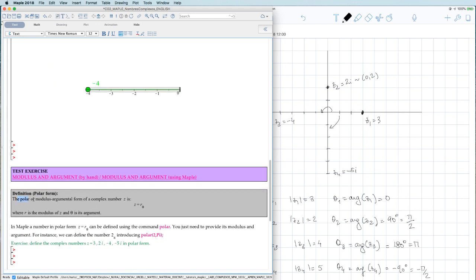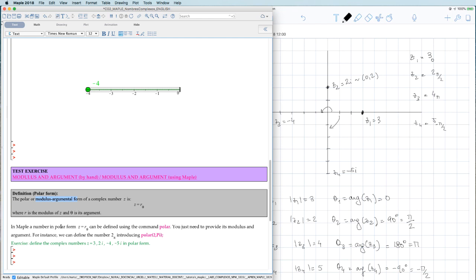The polar form or modulus-argument form is r subscript theta. So instead we are going to write the modulus and subscript the angle. So for instance, in this case, Z1 would be 3, 0, Z2 would be 2, pi over 2, Z3 would be 4, pi, and Z4 would be 5, minus pi over 2. This is the polar form of a number.